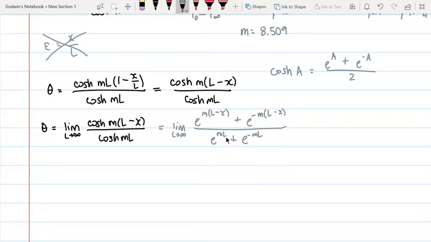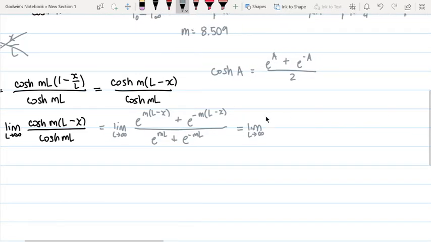And then I don't think I'm breaking any rules there. This is also infinity. This is plus 0, so it's infinity over infinity. So you can do L'Hopital's rule, right? But if you do that, speed differentiation lang tayo dito. I actually want to expand this for a bit first, especially the numerator side. We'll have e to the ml minus mx plus e to the negative ml plus mx over same thing downstairs.